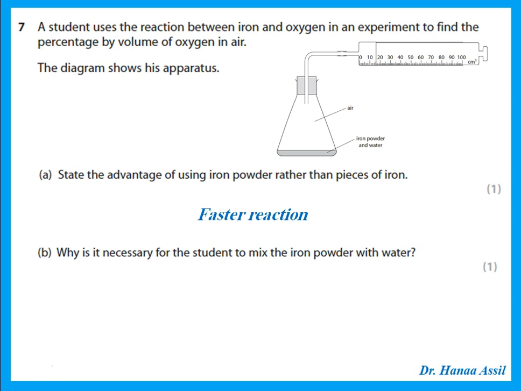Why is it necessary for the student to mix the iron powder with water? Remember that what we're doing here is that the iron powder is basically rusting. Rusting takes the oxygen from the air, and remember that rusting of iron also needs water. So I need to put water on the iron, and the presence of more water will make the reaction faster, because rusting originally is a slow reaction.